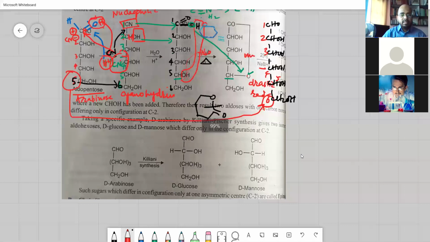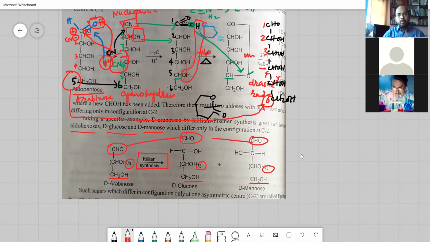You see, taking a specific D-arabinose, a Killiani synthesis gives 2 aldohexoses, D-glucose and D-mannose. இங்க 3 கார்பன் ஆட்டம் இருக்கு, இங்க 3 இருக்கு, இங்க 3 இருக்கு, இங்க CH2OH இருக்கு, இங்க CH2OH இருக்கு, இங்க CH2OH இருக்கு. This is subjected to Killiani synthesis. You got இந்த CHO இந்த CHO இந்த CHO ஒண்ணுதான். இப்போ இங்க நடுவுல ஒரு C இதுதான் ஆட் ஆயிருக்கு.